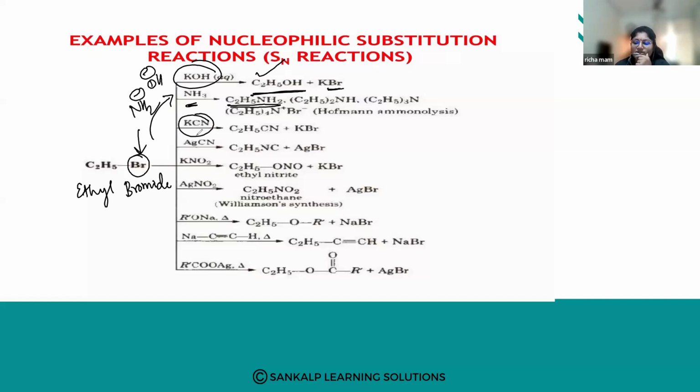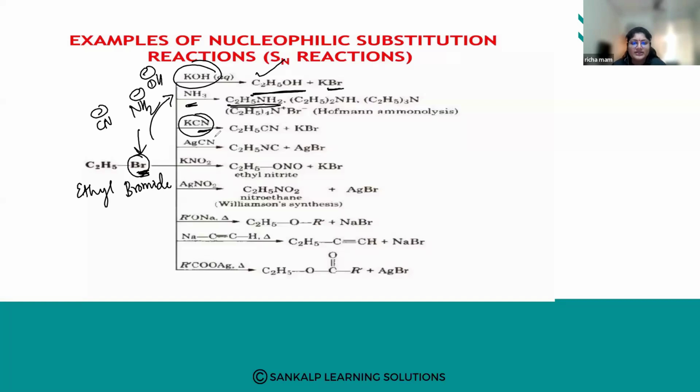So when I have potassium cyanide, this is the cyano group. My nucleophile is the cyano group. So what am I going to get? My leaving group is Br minus, so Br minus will be replaced by CN. So I'll get C2H5CN plus KBr. That is my nucleophilic substituted product.